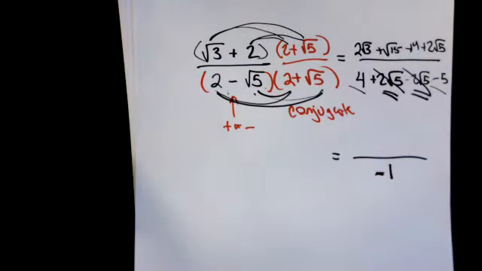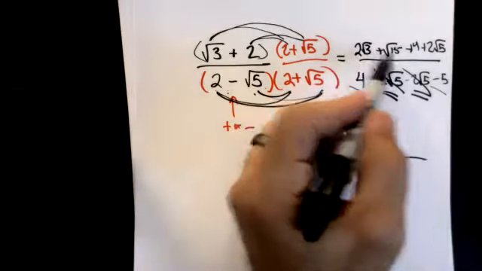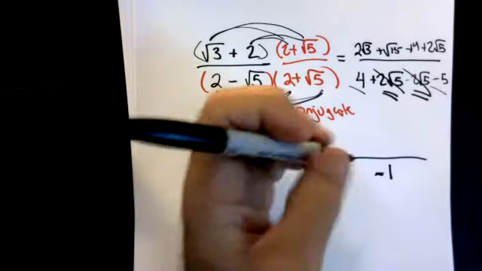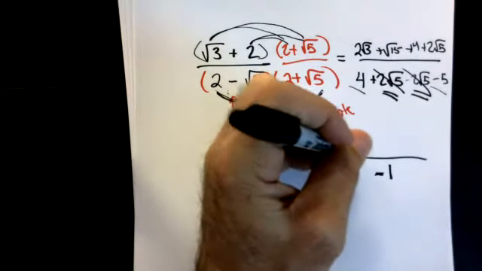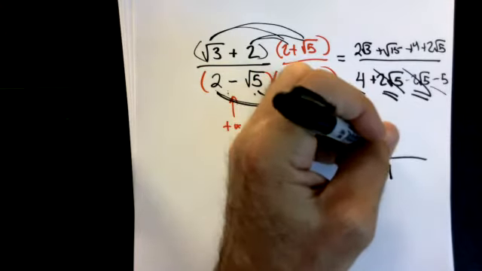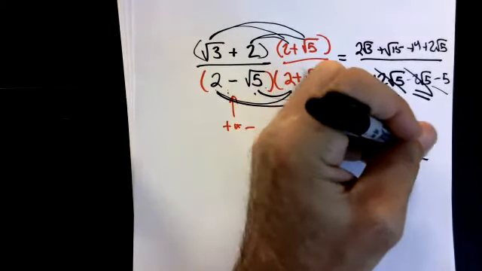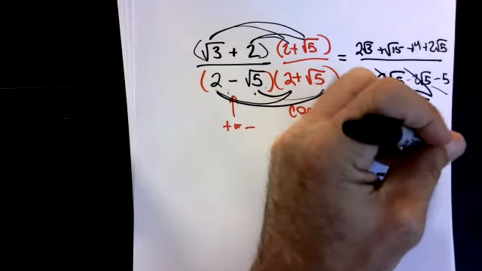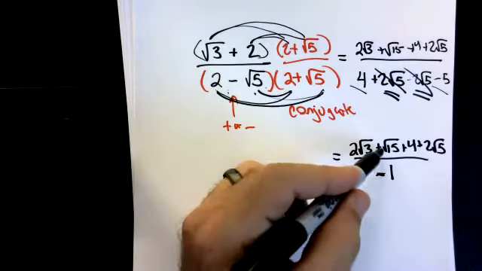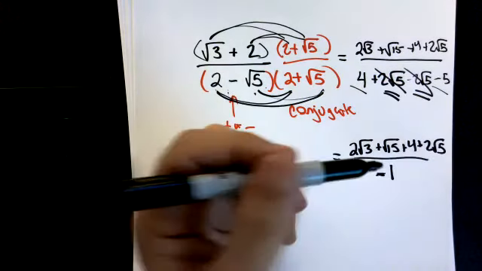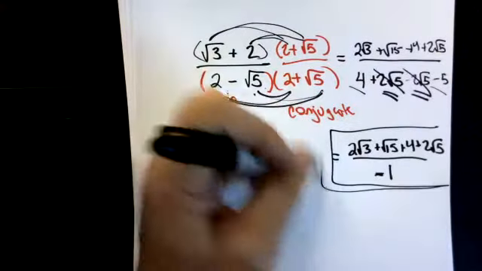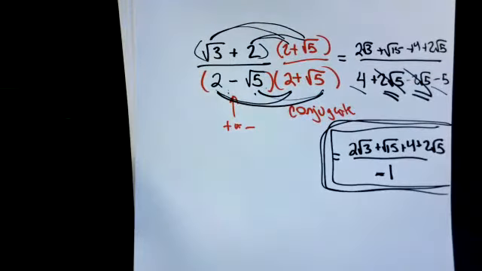Now, it looks like we should be able to do some stuff with this, but actually none of these things are considered like terms, so none of them combine. So the top would still look like all of these individual radicals. Nothing combined, so it's 2 roots of 3 plus the root of 15 plus 4 plus 2 roots of 5. So we would end up with this whole big, ugly answer.